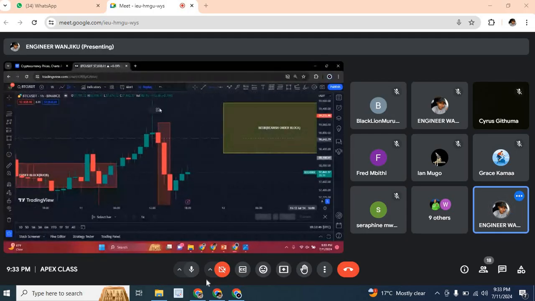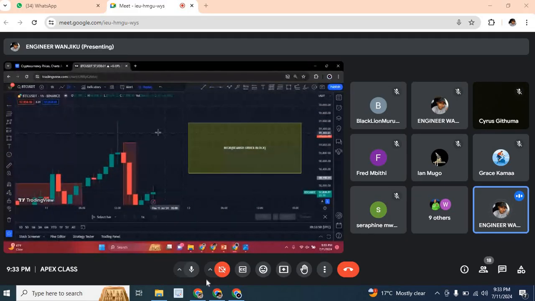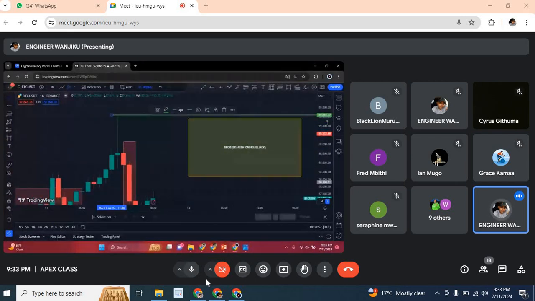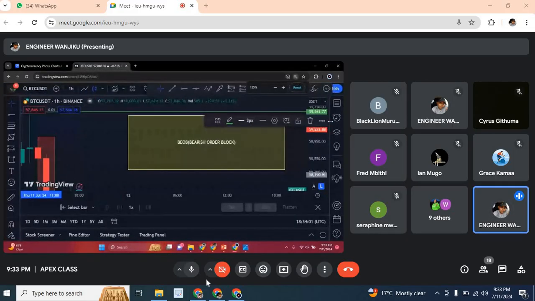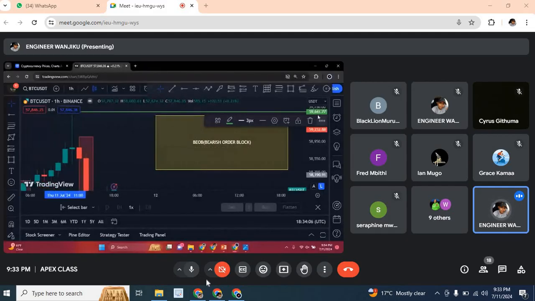Let me zoom out. So it runs from this zone right here, from this price right here, 59.641, all the way to this price right here, 58.483. So you cannot be sure where the order block will be triggered.